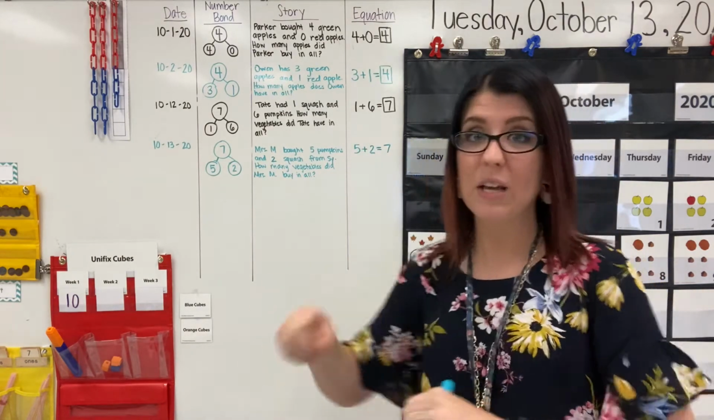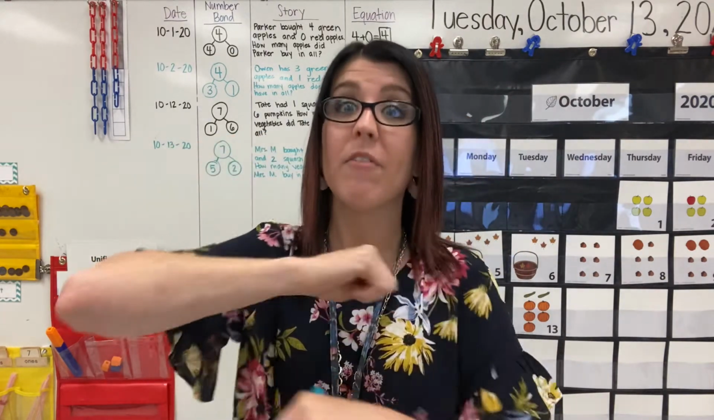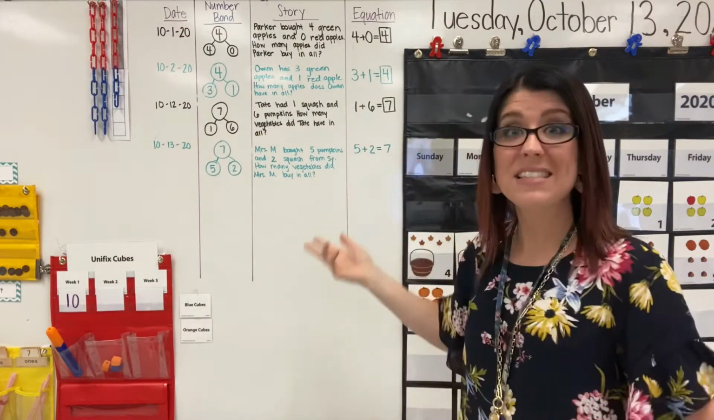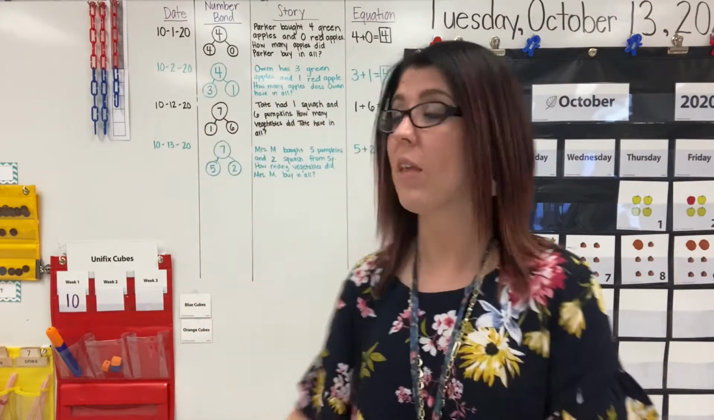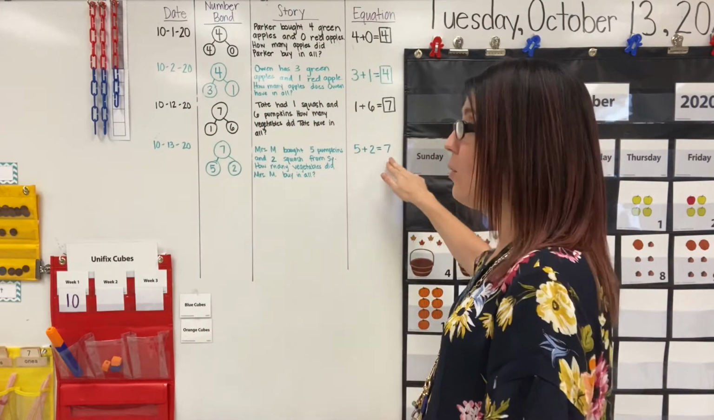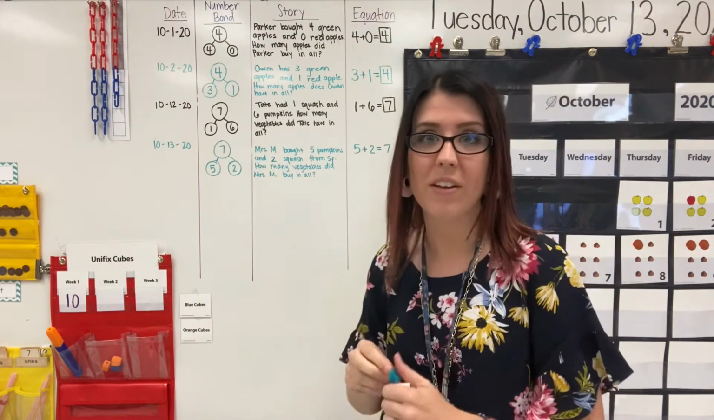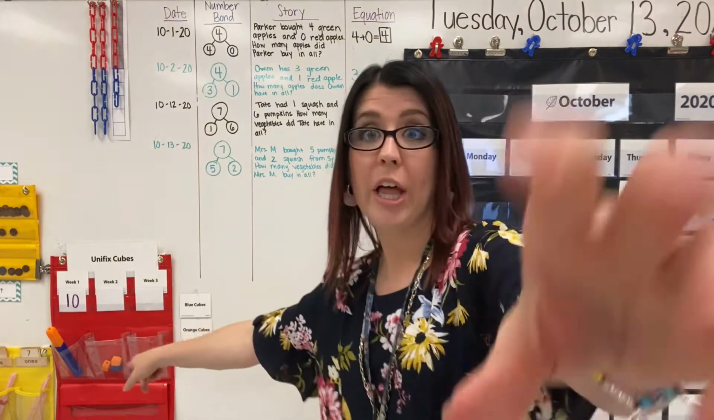Because you remember that equal sign? You remember what equal means? Equal means the same. Very good. So 5 and 2 together are the same as 7. 5 plus 2 equals 7. Say that with me. 5 plus 2 equals 7. Very good. All right, let's move on to our collection of cubes here.